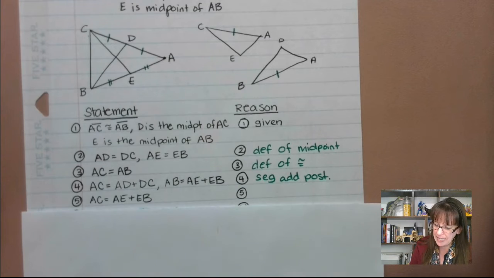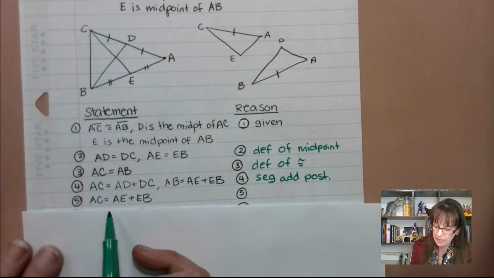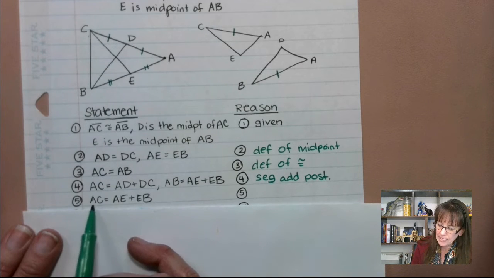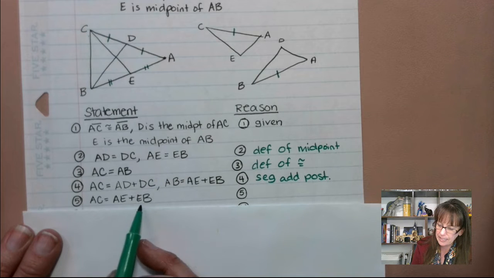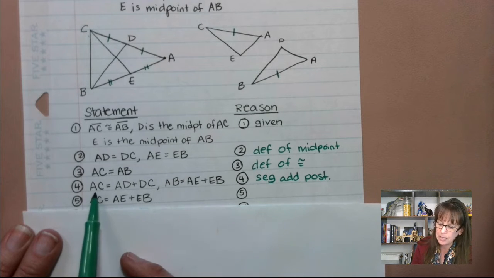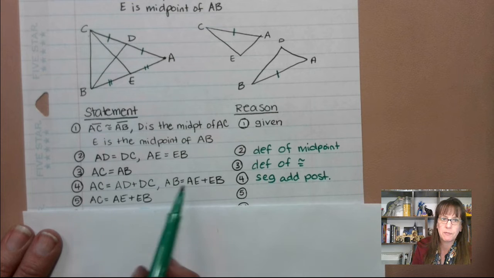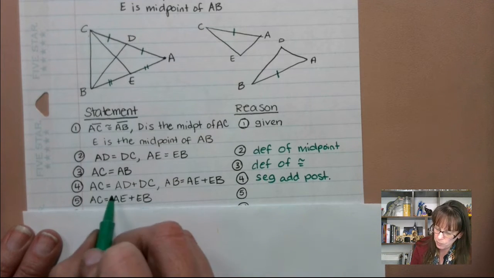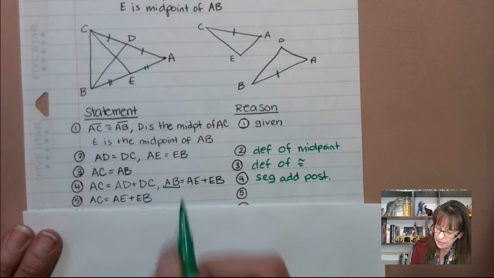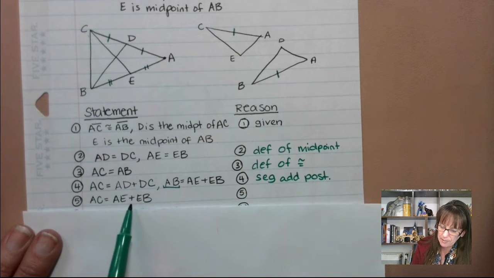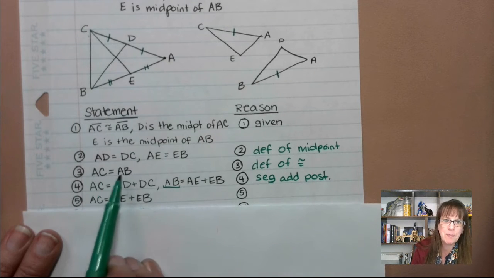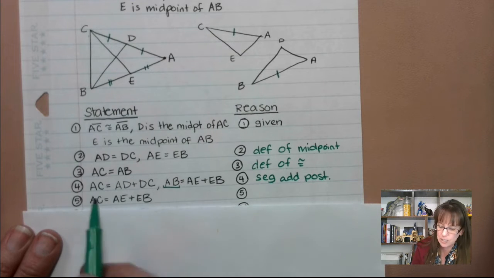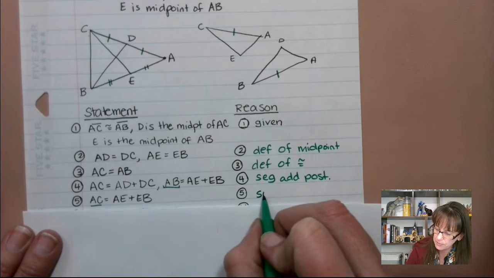Okay, so let's take a look now. Here's what we've got. AC equals AE and EB. What we've done from this fourth step to this fifth step is we took this AC and put it in for AB over here. We're allowed to do that because back up here we said AC and AB are the same thing. Therefore, I can swap these guys out. That's called our substitution.